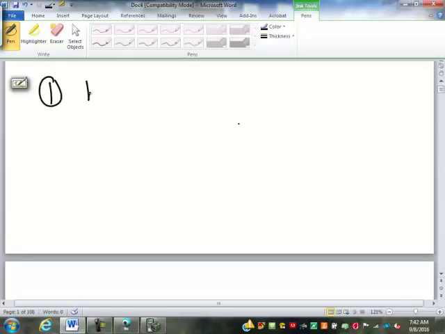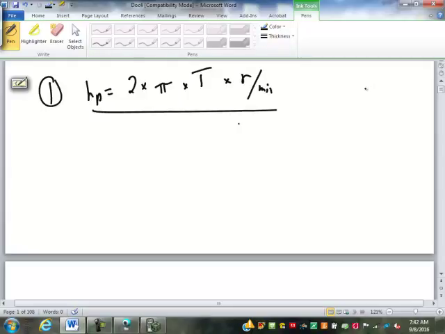So the horsepower is determined by 2 times pi, which is a decimal, times T, which is our torque, times R, which is our RPM, revolutions per minute, over 33,000. 33,000 is just a conversion rate for horsepower. This is rotary horsepower, that's why there's pi in there.